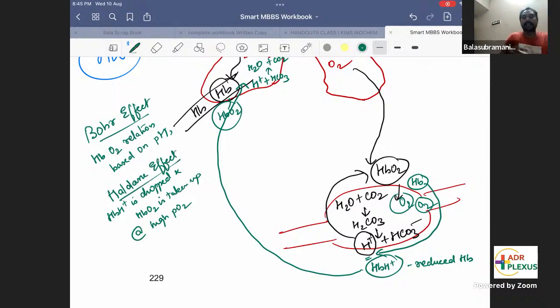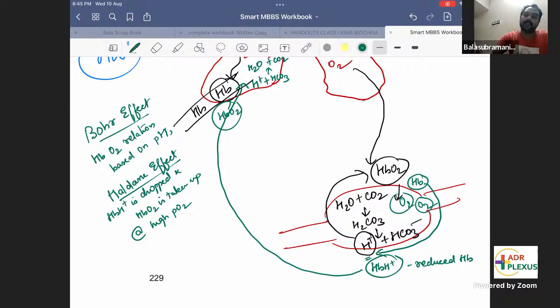It's called the Haldane effect. So the Bohr effect happens in the skeletal muscles. Hemoglobin drops the oxygen and picks up the protons. And the Haldane effect happens in the lungs. Hemoglobin drops the H plus and picks up the oxygen.